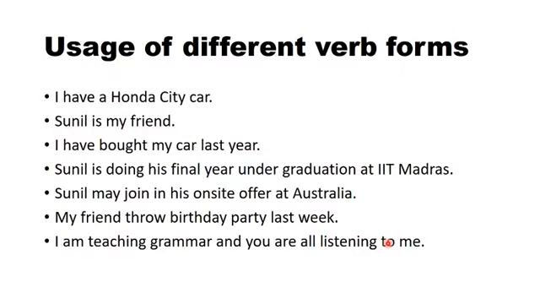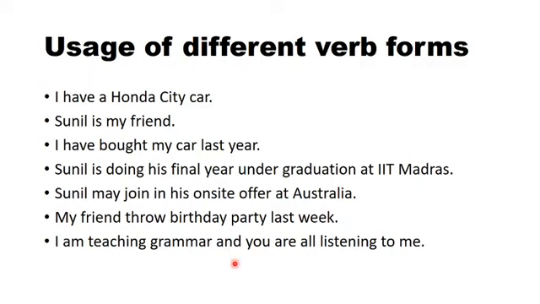Next comes usage of different verb forms. Though we have done examples with the picture, now let us do it with sentences. There are so many. First sentence, you can read: I have a Honda City car. Sunil is my friend. I have bought my car last year. Sunil is doing his final year undergraduation. Can you underline the verbs in these sentences? Let me give you 30 seconds. For example, in the first sentence, I have a Honda City car, have is a verb. In a similar fashion, underline the verb in all the sentences, the 4th, 5th, 6th and 7th sentences.